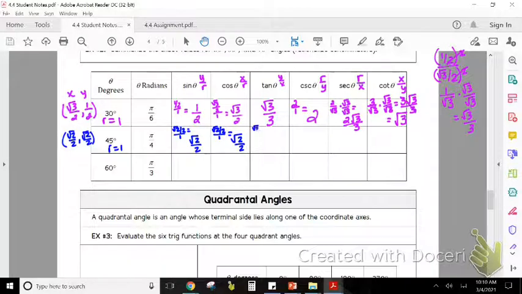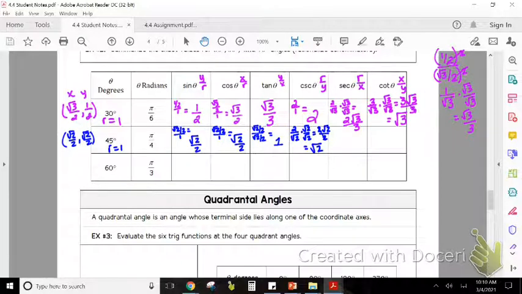Tangent is y over x, the square root of 2 over 2 over the square root of 2 over 2. Guys, this is something over itself. So remember, they cancel, and we just get 1. Now, cosecant is a reciprocal of sine, so I'm just going to say it's 2 over the square root of 2. Get the radical off the bottom, so we have 2 square root of 2 over 2. Those 2's will cancel, and so we get the square root of 2.